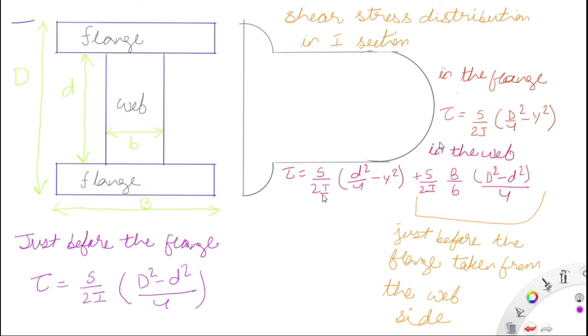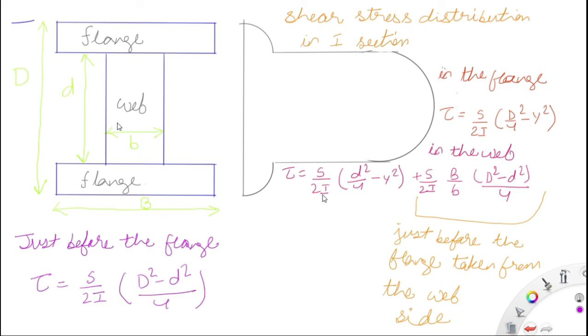If you are asked just below the flange, taken from the web, meaning this higher value, then tau is s by 2i into capital B by small b into capital D square minus small d square by 4. That will be the value of the shear stress induced just below the flange, taken from the web. And if you are asked just in the flange, then tau is equal to s by 2i into capital D square minus small d square by 4. So this is small d, this is capital D, this is small b.